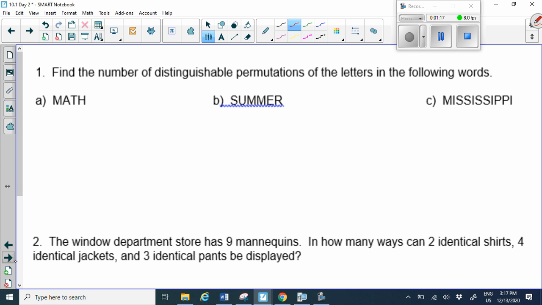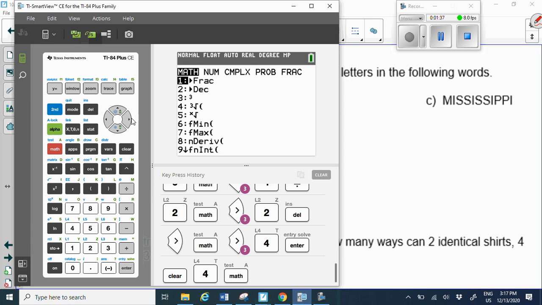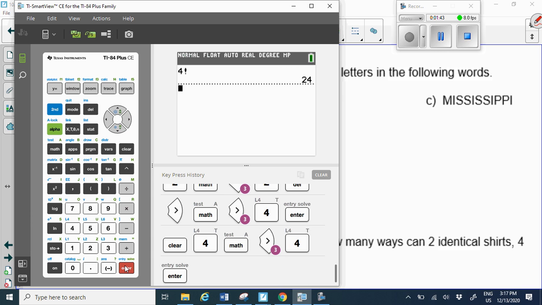Okay, find the number of distinguishable permutations of the letters. Okay, let's look at 1a. First, let's figure out how many letters are in the word math. We have 4 letters, so that's our total. Now, let's look at the letters. Are there any ones that are repeating? No. So really, we just have 4 factorial. And if we are using our calculator, remember to do that, we do 4, you go to math, go over to prob, and then it's going to be the number 4 because we want factorial. And we should get 24 as our answer there.